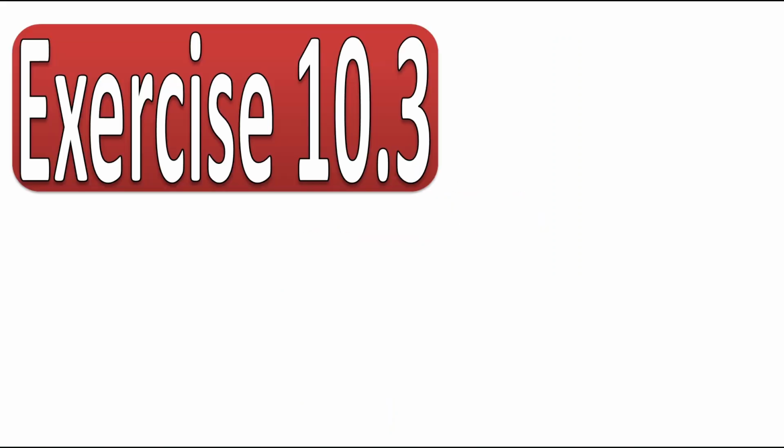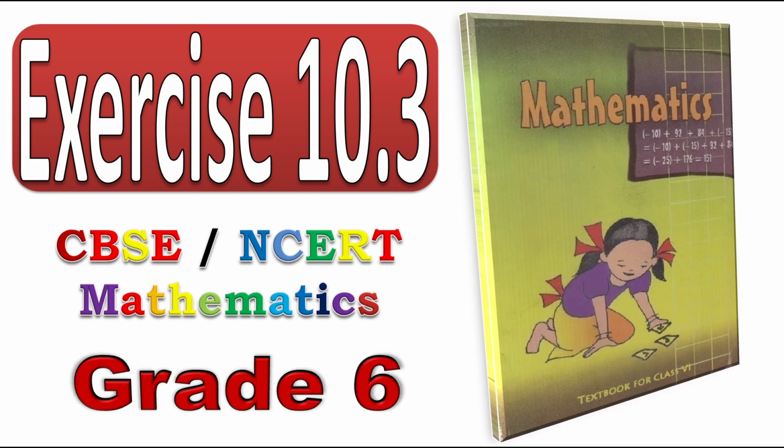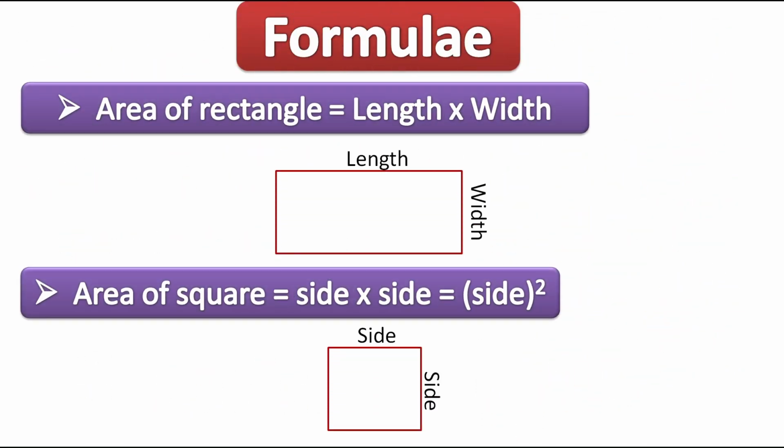Hello everyone. Today we are going to solve exercise 10.3 from the textbook of CBSE Board NCERT Mathematics of grade 6. So let's start. But before, I just want to tell you that in this exercise, they have asked us all the questions related to area of rectangle and area of square. Therefore, you should know these two important formulas. That is, area of rectangle is equal to length into width, and area of square is equal to side into side, which is equal to side square.